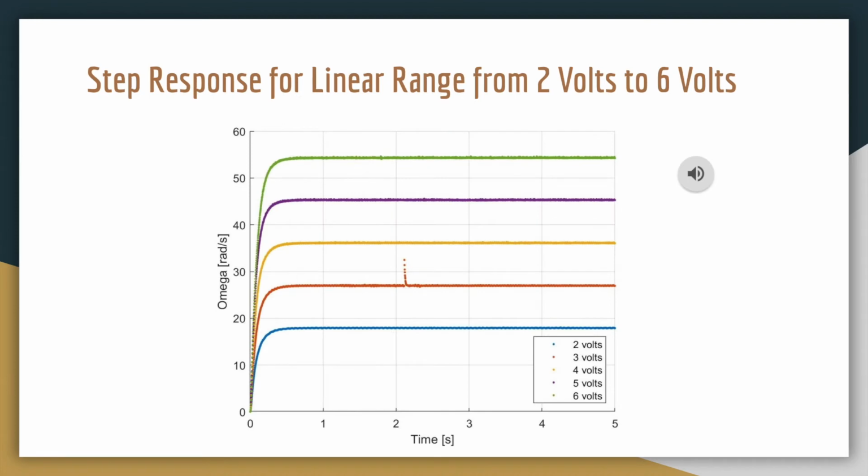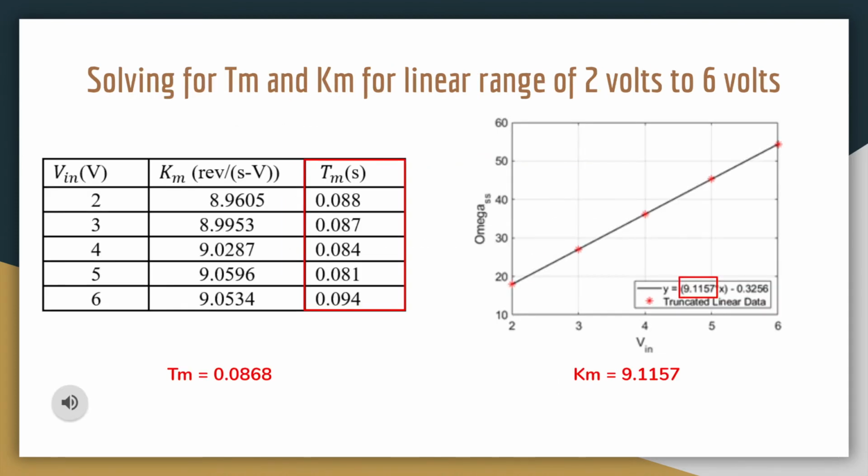This plot shows a step response for only the linear range from 2 volts to 6 volts. The motor time constant was found by averaging the Tm values for the linear range, which gave us a value of 0.0868 seconds. The composite value for the motor gain, Km, was found by using a linear regression fit, which gave us a value of 9.1157.